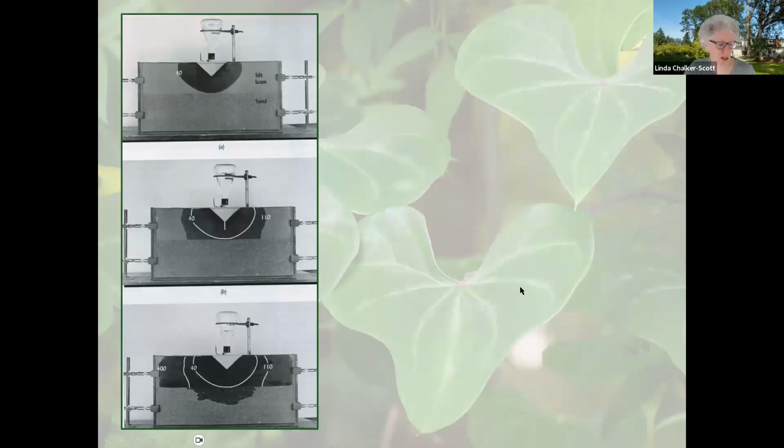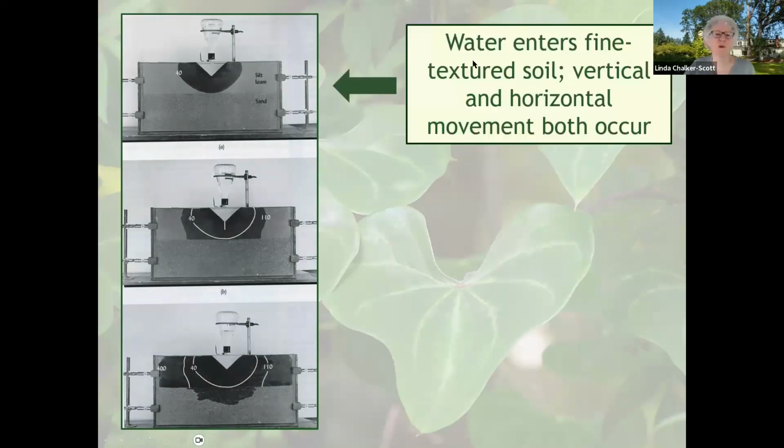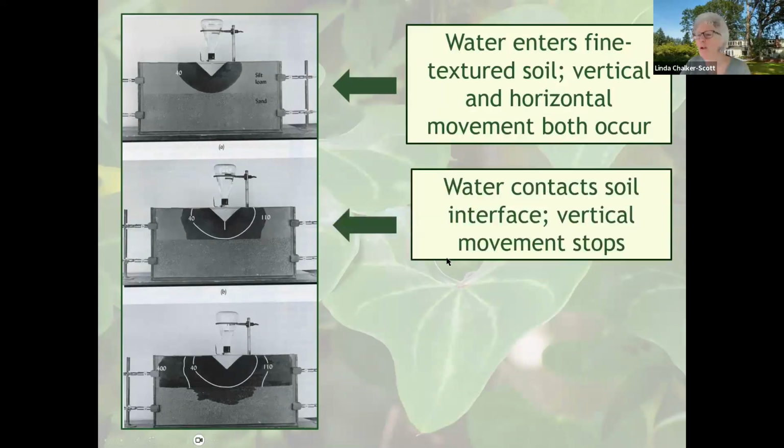So this is some work that was done at WSU back in the 50s in the soil science department. They were looking at what happens when you have different soil textures. We have a silt loam sitting on top of a layer of sand, and an Erlenmeyer flask sitting on top, dripping water in. You can see this dark circle is the water going into the soil. So our thought is, okay, this water's going into this very finely textured silty soil, it's going to hit that sand, and it's going to pour right through because sand is so coarse. But it doesn't. It stops. It will stop every single time because the texture is different.